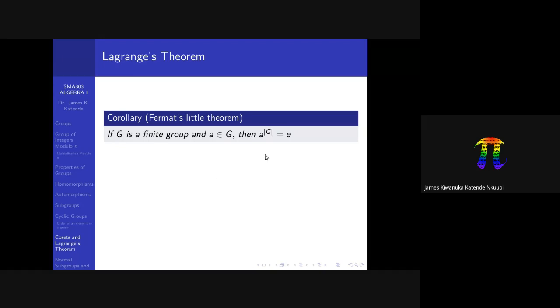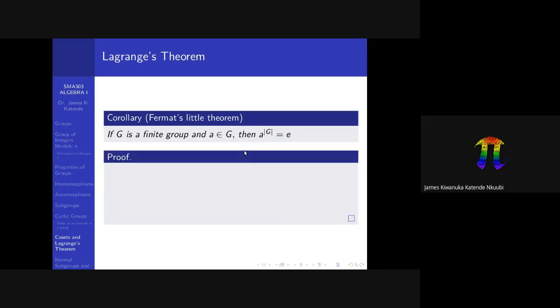So for instance, if a group has 10 elements, then if you pick any element in the group, A raised to 10 will always be equal to the identity in that group, and not just for 10, any other finite group. So let's see if we can prove this.